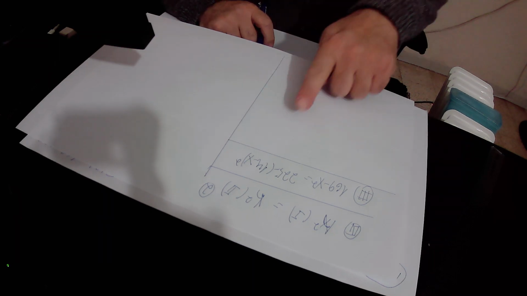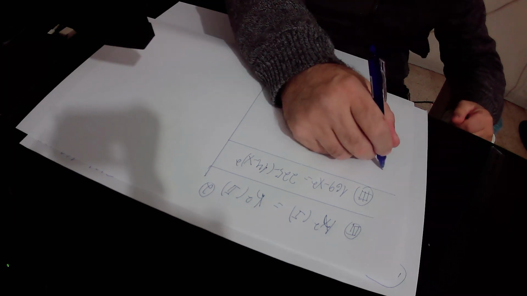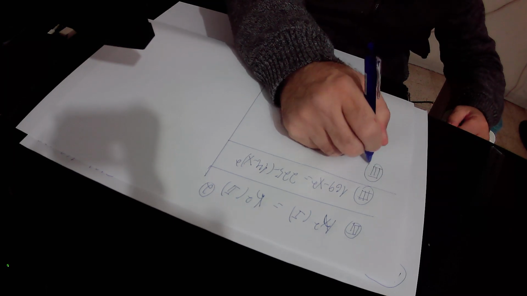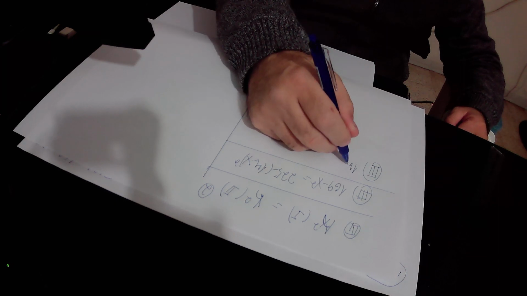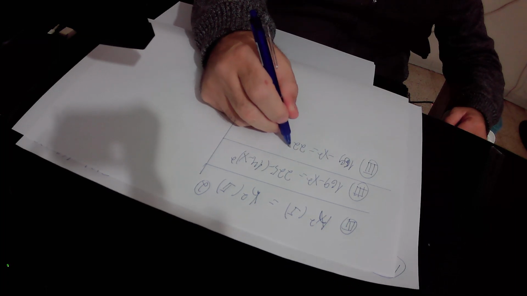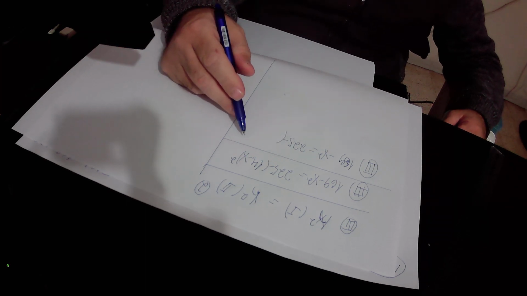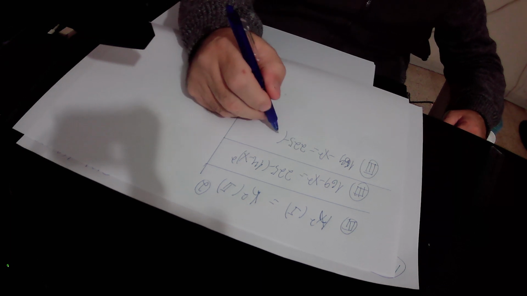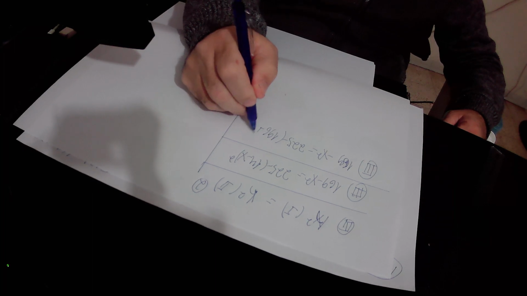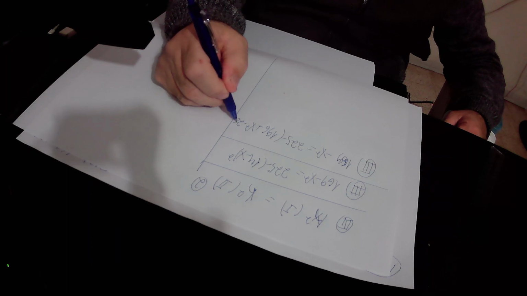So here we'll open the brackets on this side of equation number 3, and we get that according to equation number 3, 169 minus x squared equals 225 minus, inside the brackets we have, 14 minus x squared. 14 minus x squared equals 14 squared, that is 196, plus x squared minus 2 times 14x, which is minus 28x.